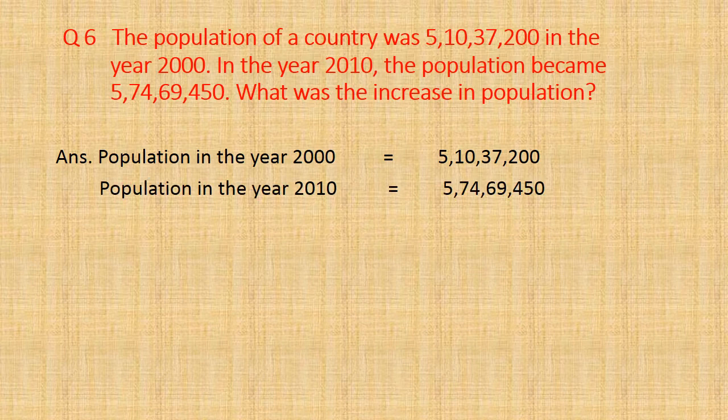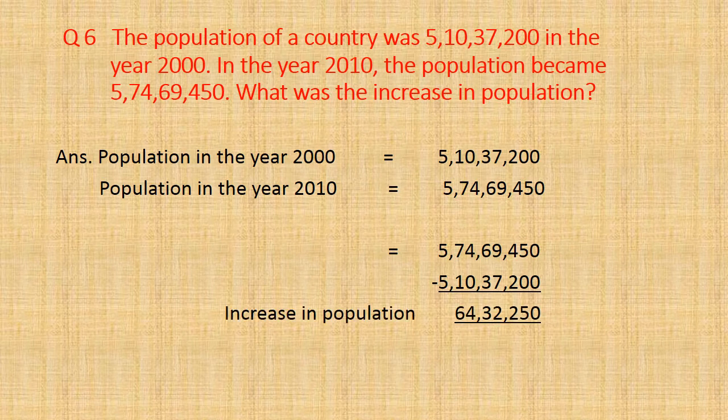So population in the year 2000 was 5,10,37,200. Population in the year 2010, 5,74,69,450. Now to take out the increase in population, we will subtract the population in the year 2000 from population in the year 2010. So this is our population in the year 2010 minus population in the year 2000. So increase in population is 64,32,250.